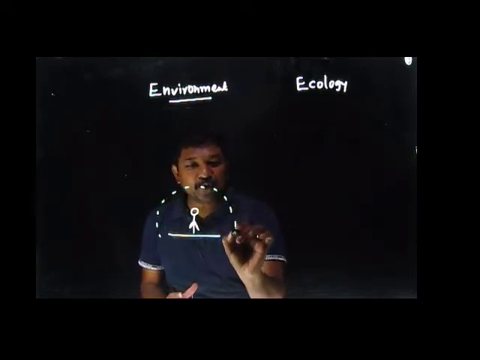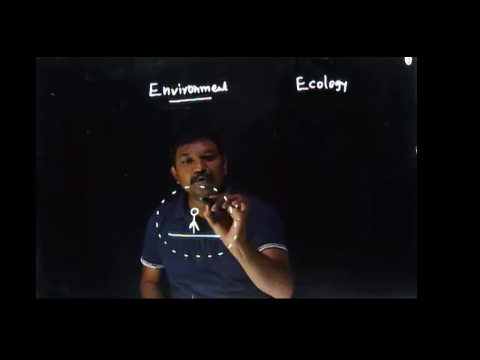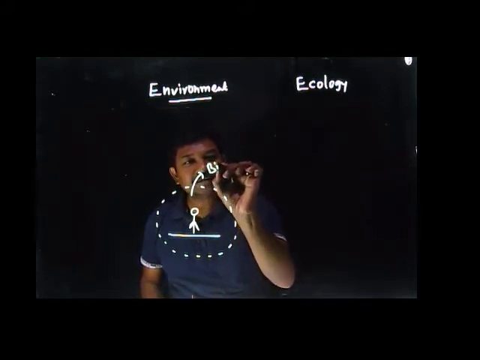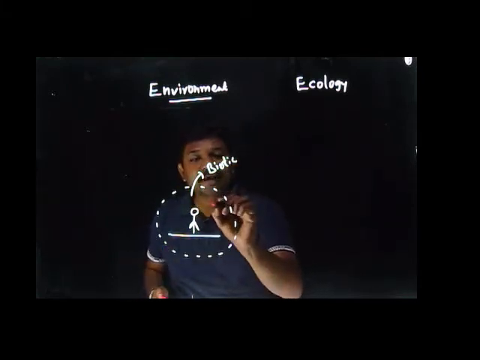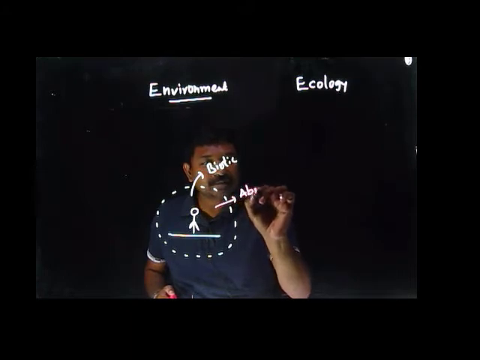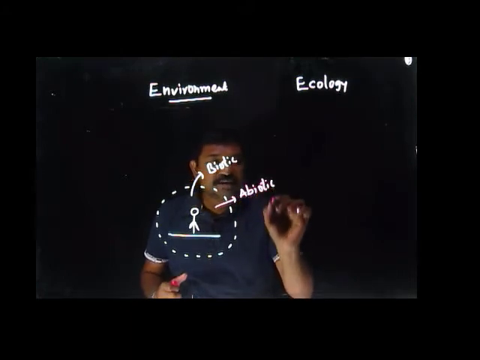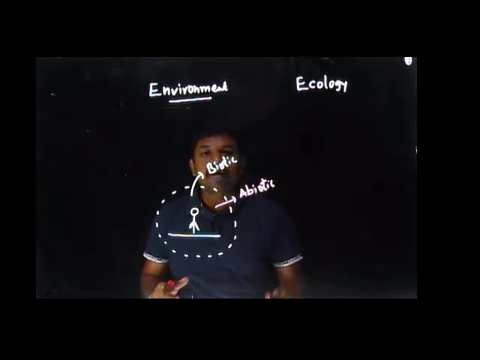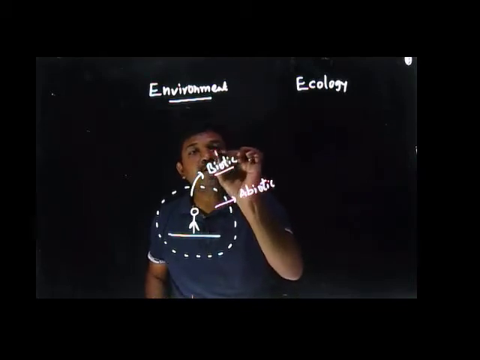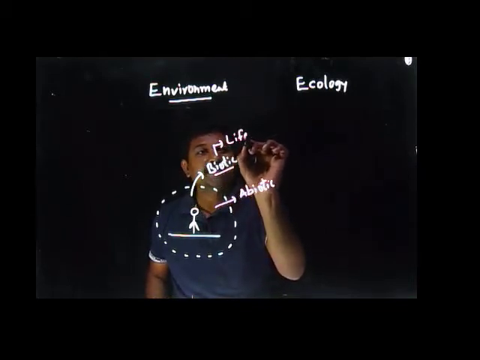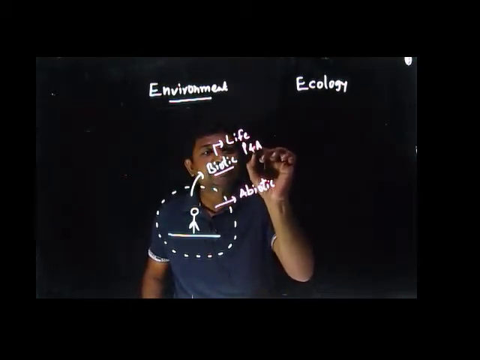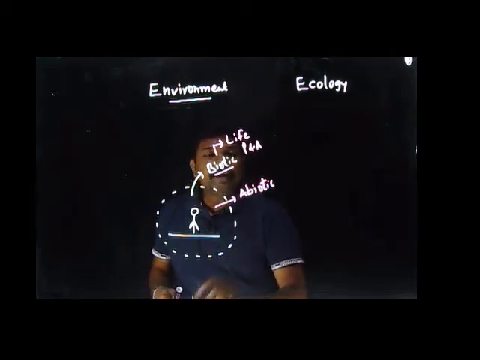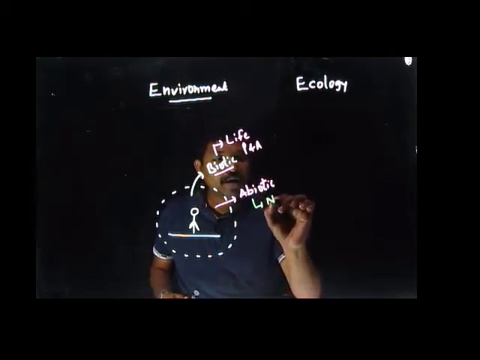This includes both biotic elements as well as abiotic elements. What is there around the species? Which includes both biotic and abiotic. What do you mean by biotic? Nothing but all life forms. What are the different life you can find on the surface of the earth? Both plants and animals. What do you mean by abiotic? Abiotic is nothing but all non-life forms.